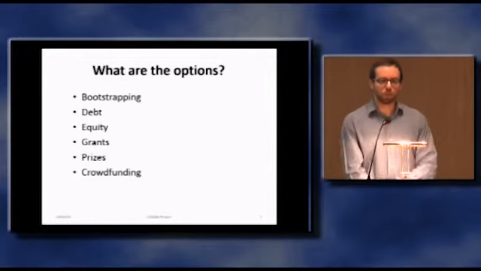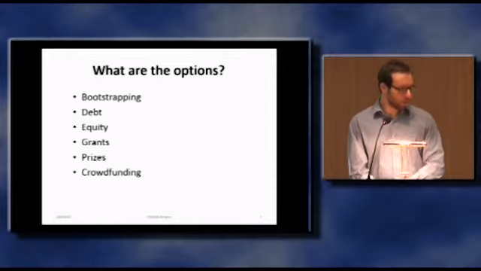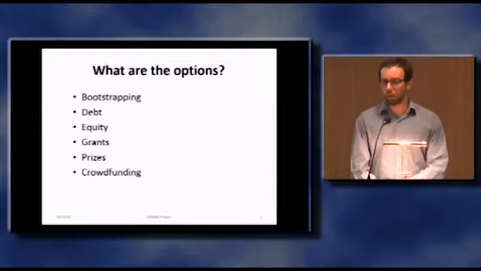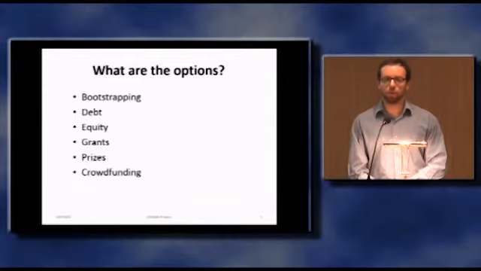Bootstrapping. You may start with your own resources. You may get a debt from a financial institution, such as a bank. You may give equity in order to get money from an investor. You may find a grant, or you may win a prize, or you may also use some other types of funding, some newer types of funding, such as crowdfunding. We'll see all these bullet points in further detail in the next slides.